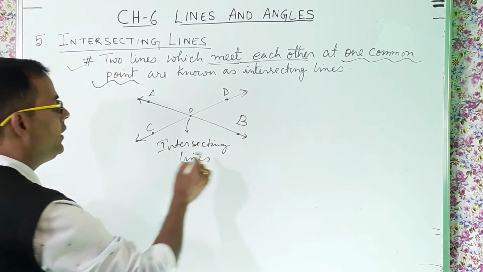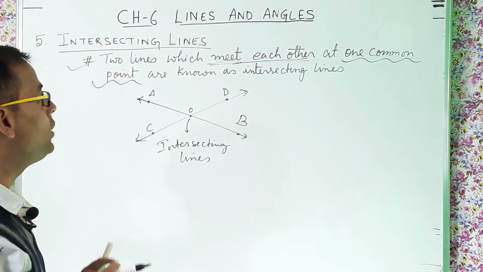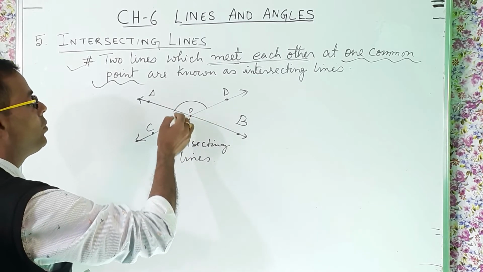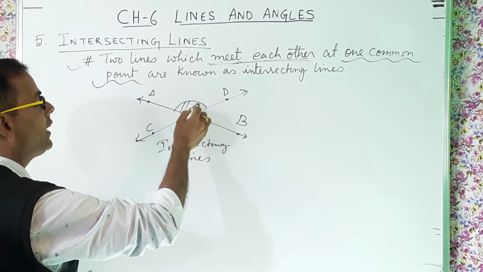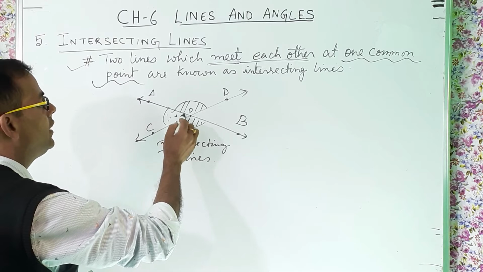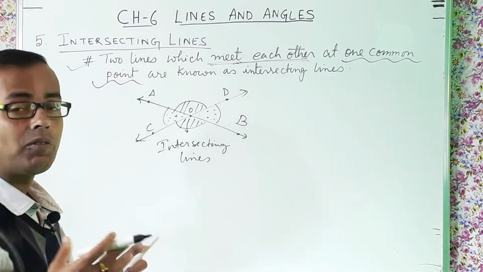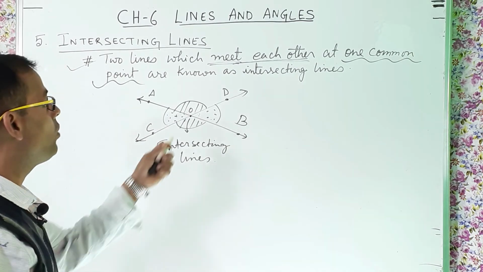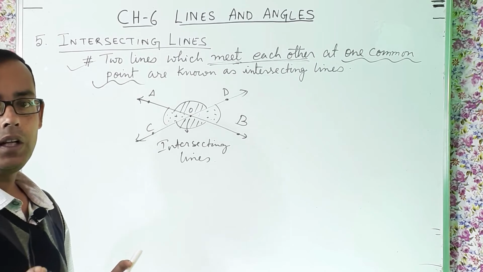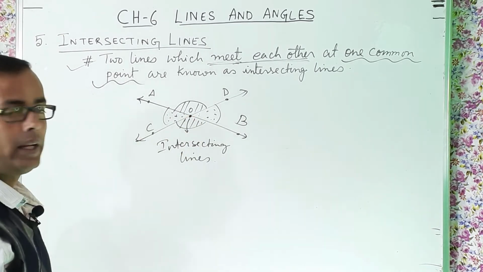And from here only, in our part 1, we studied one theorem. If two lines intersect each other, then what happens? Then the vertically opposite angles are equal. That means this angle is equal to this angle, and again this angle is equal to this angle. Clear? We have already studied this. So, what are intersecting lines? Suppose AB and CD are two lines intersecting each other at the point O.